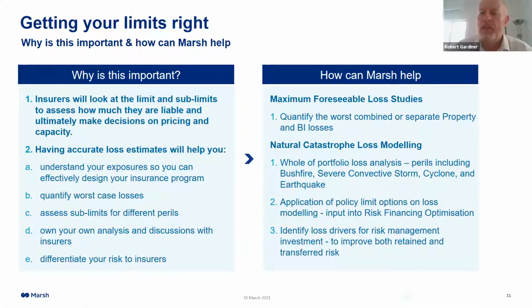Well, the first piece is they're doing maximum foreseeable loss studies. So they're actually looking at what are the worst case loss scenarios that might exist within their portfolio from a property damage and business interruption perspective.